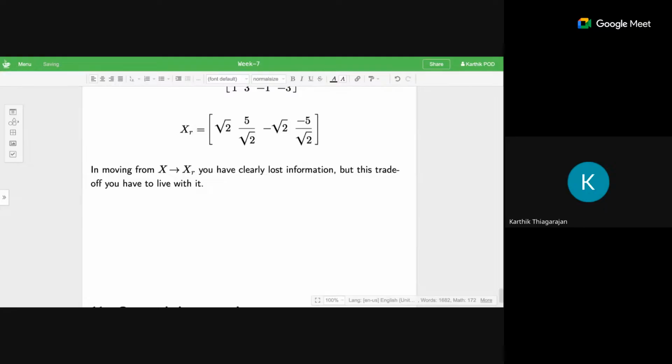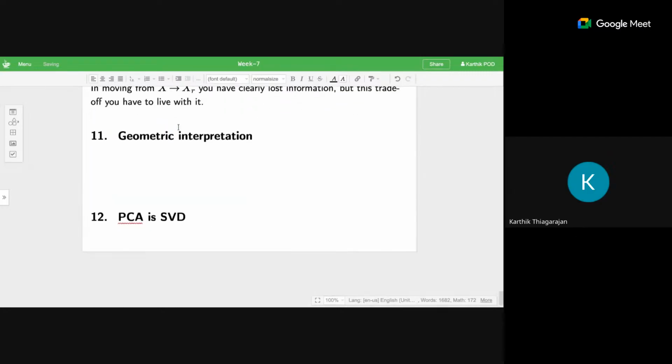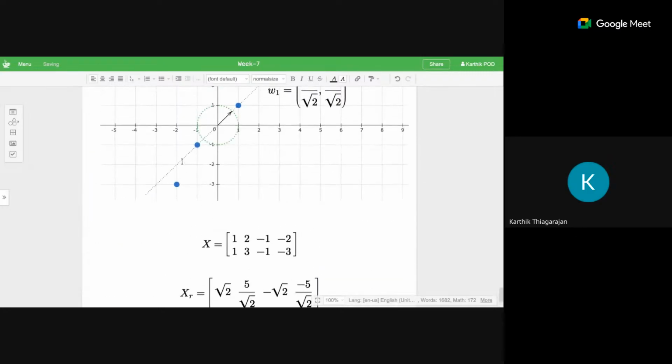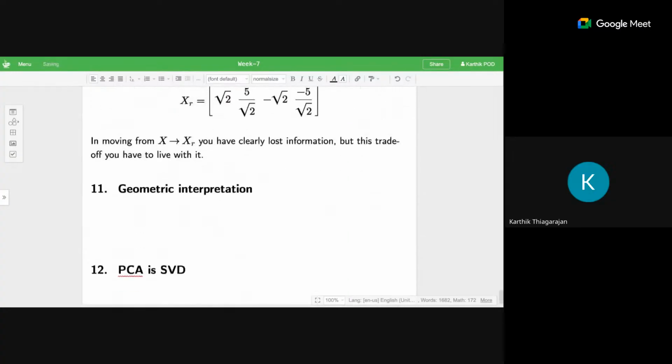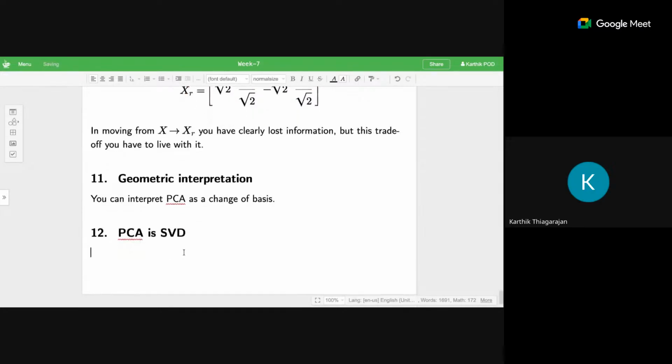There are two more things we have to do, and I don't know if we'll have time. There is a very nice geometric interpretation of PCA, which is that you can interpret PCA as a change of basis. We will maybe discuss this some other time. Maybe I will stop with PCA as SVD. This is the final point, and then we can close.